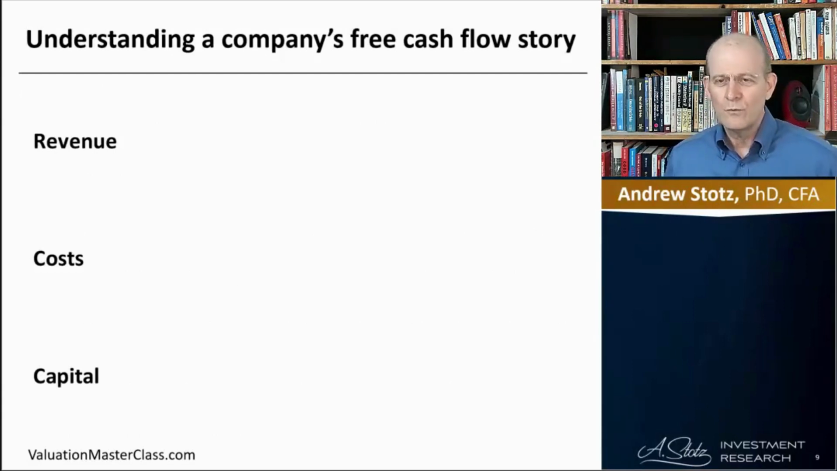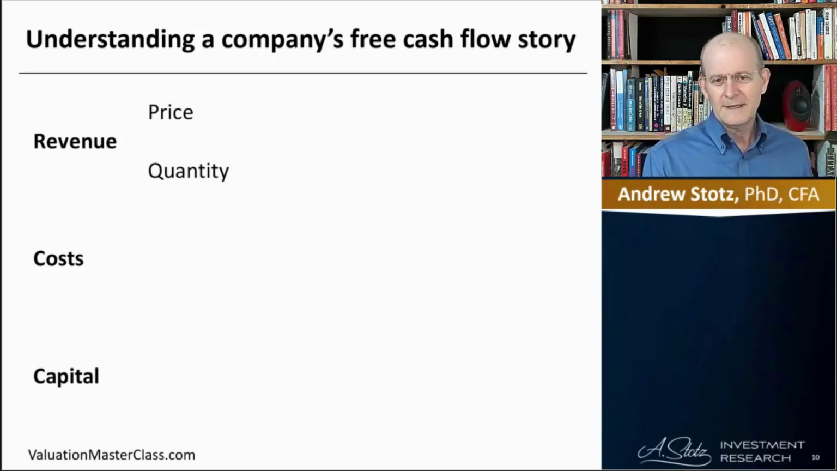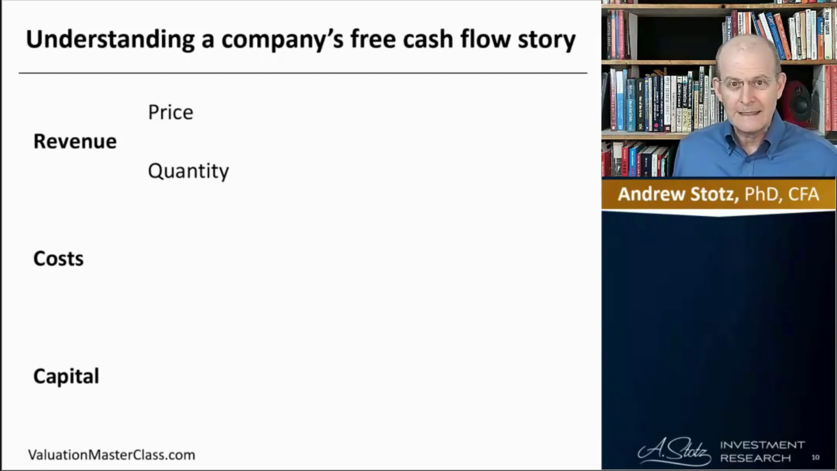Now, when it comes to revenue, which we've already looked at in prior lectures, it's price times quantity. I like to show that Facebook or Meta is really a price story. How do they get more revenue from each user? It's not a quantity story because everybody's on Facebook. But when you look at Tesla, on the other hand, Tesla is a quantity story. How do we get 10 times the output of our gigafactories?